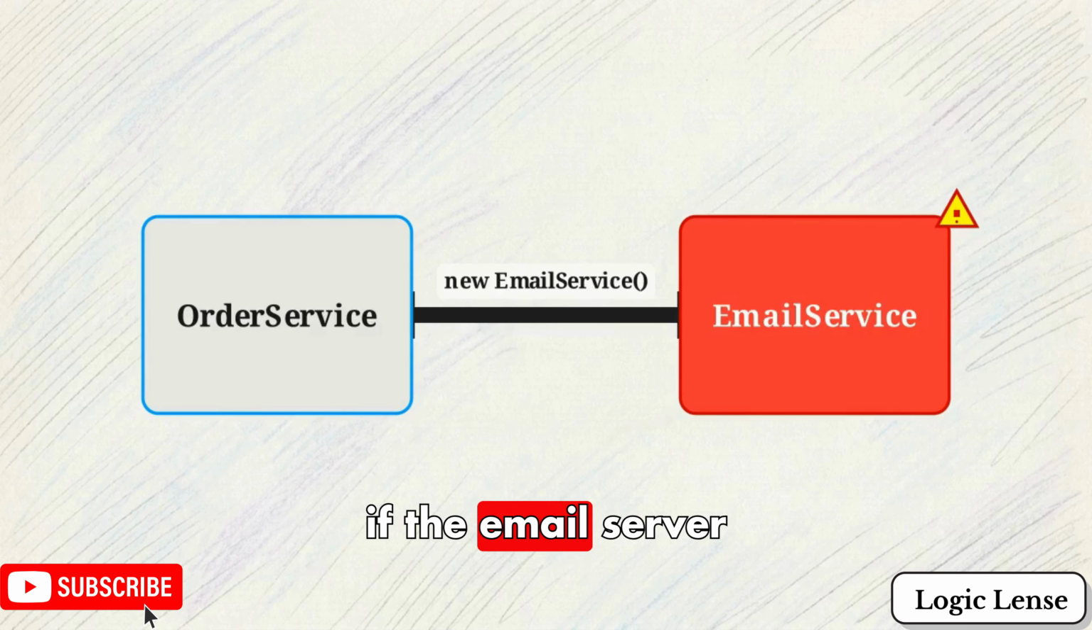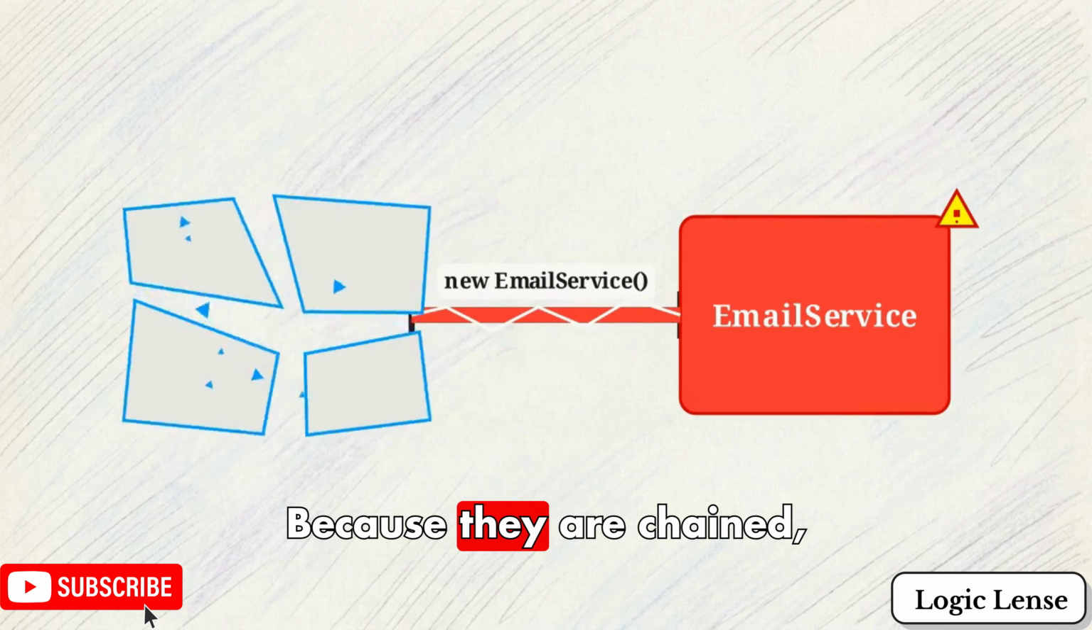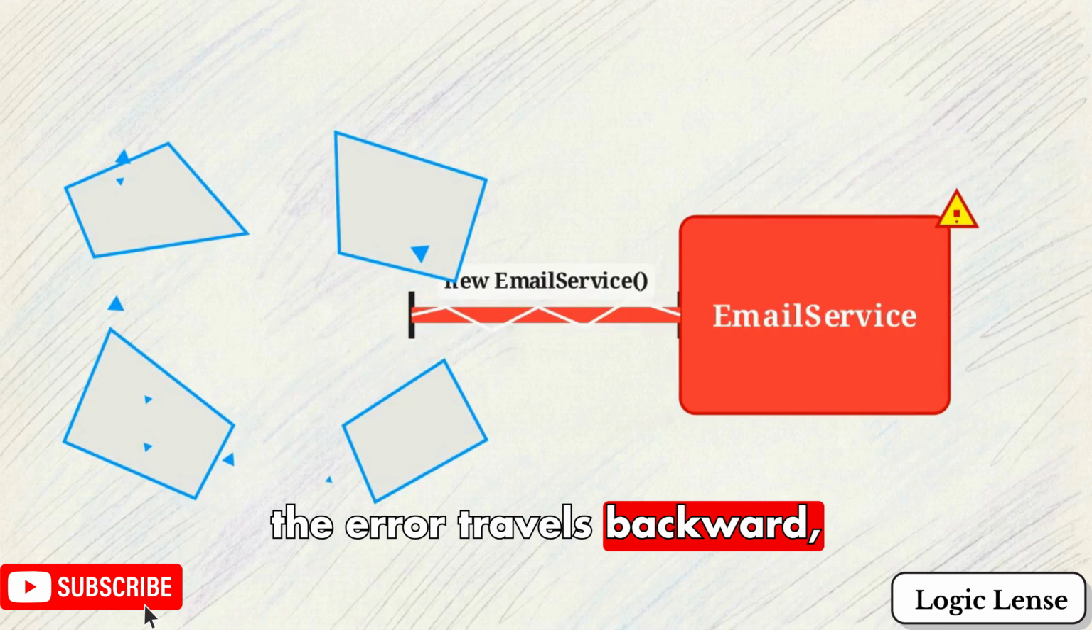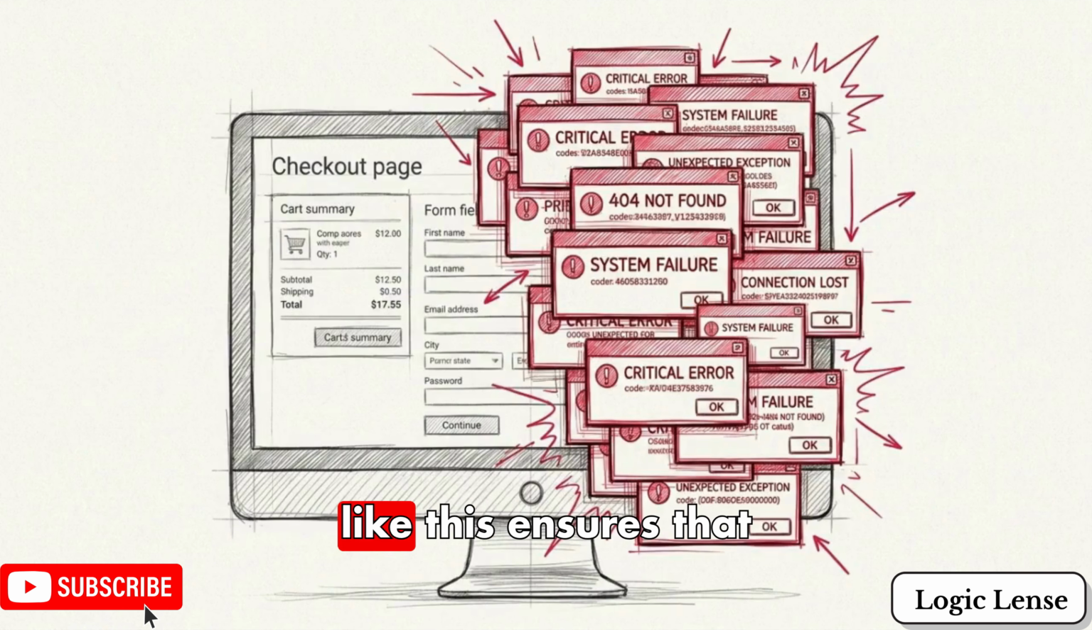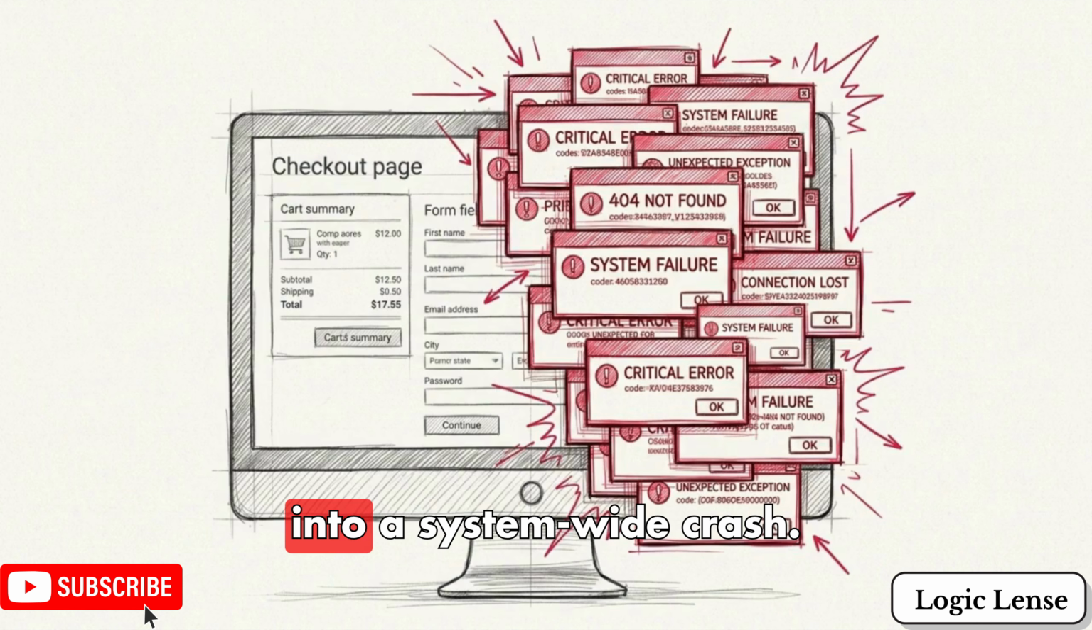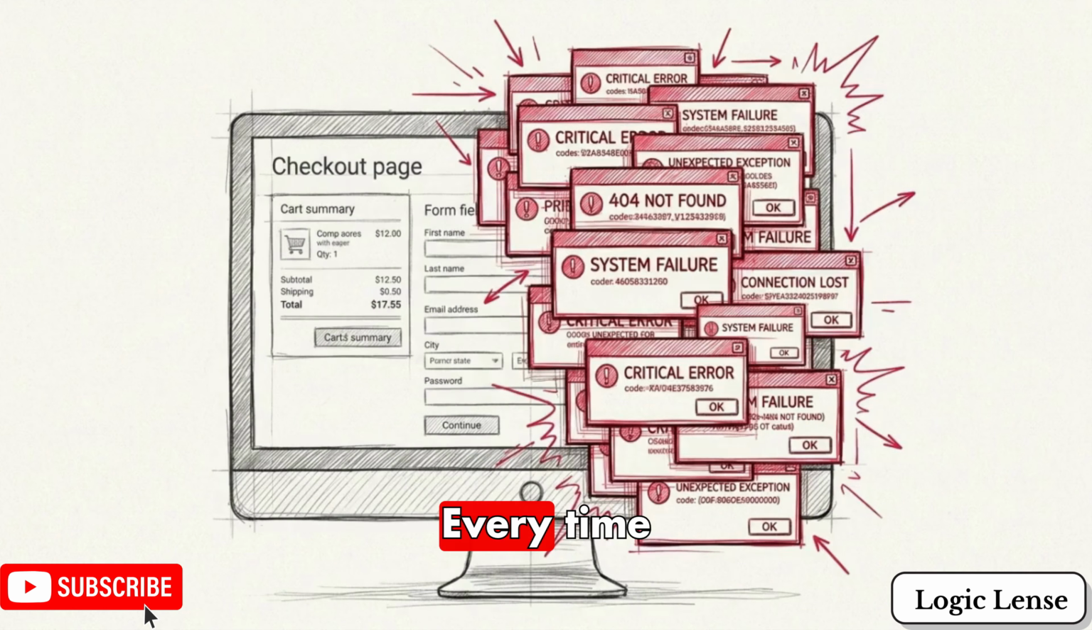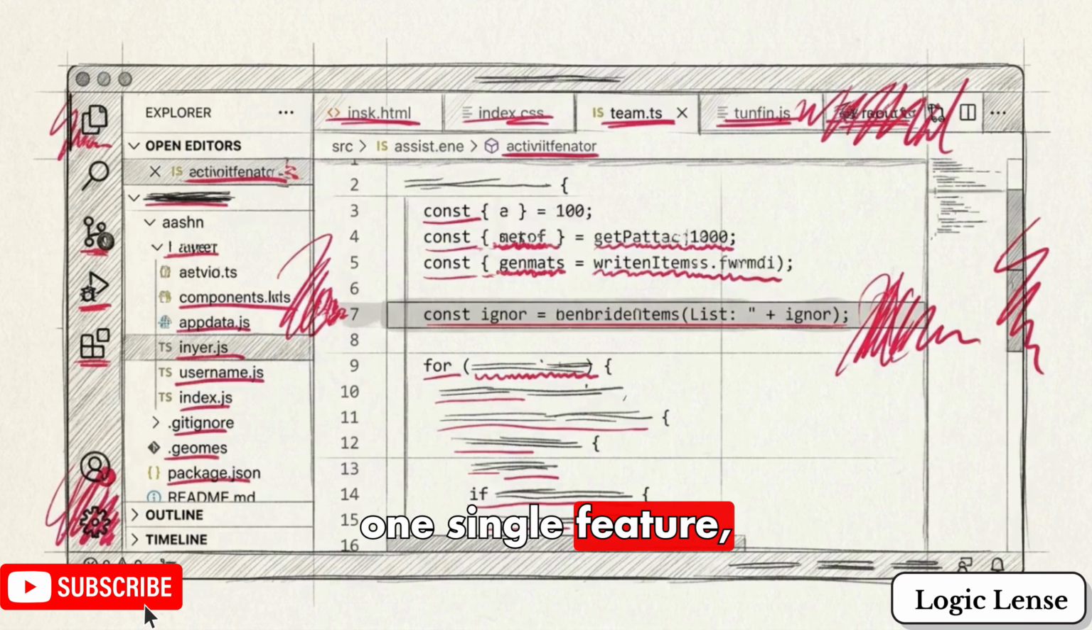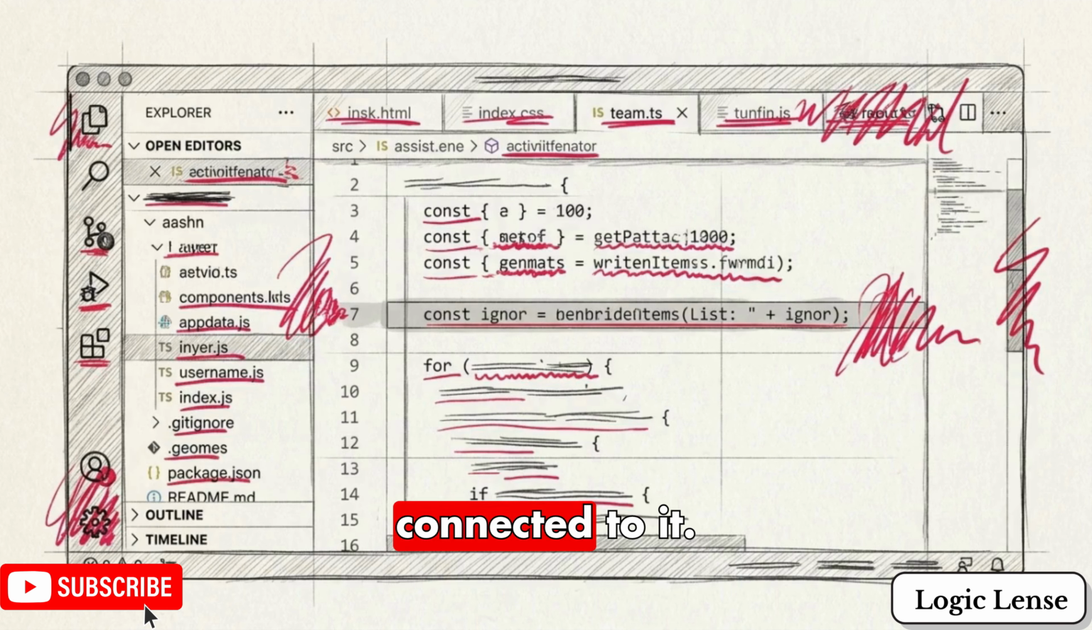Watch what happens if the email server goes offline. Because they are chained, the error travels backward, shattering the entire checkout process. Hardwiring parts together like this ensures that a small bug turns into a system-wide crash. Every time you want to update one single feature, you risk breaking everything connected to it.